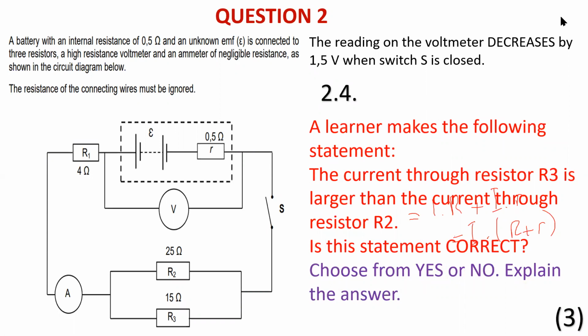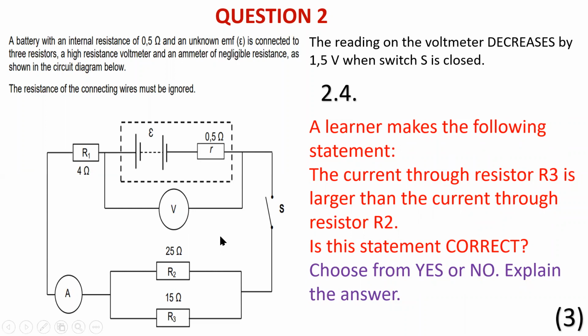So 2.4, let's clear all. A learner makes the following statement: the current through R3 is larger than R2. Is this correct or not? Choose yes or no and explain the answer. So yes or no is 1 mark, and then 2 marks when you explain your answer. They're asking you whether R3 has larger current than R2.